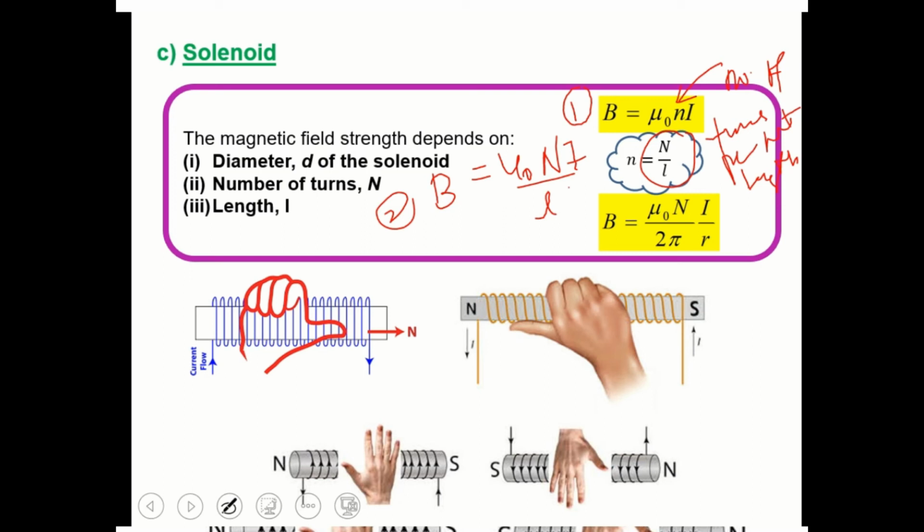Ataupun kadang-kadang length of solenoid ni dia bagi in terms of circumference. So L equals to 2 pi R. So yang ni equation yang nombor 3. Okay, so now dekat bawah tu kita ada banyak contoh how to determine the direction of, how to determine the pole of a magnet. Kita nak kenal bila kita ada solenoid, kita nak determine the direction, the pole of north and south. Alright, so cara dia, you tengok figure yang ada yang number 1 ni.